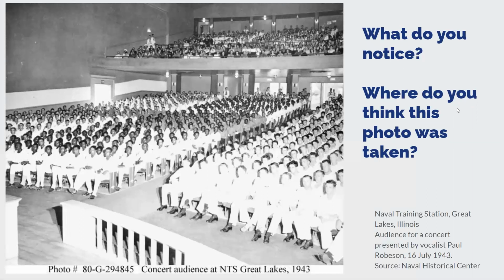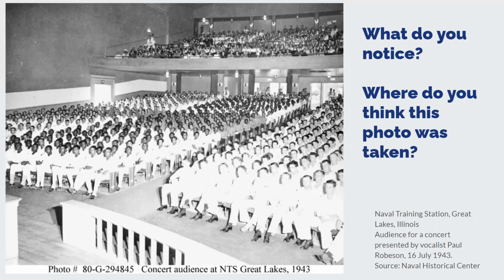This photo was taken at the Naval Training Station, which would explain the uniforms, the Great Lakes Naval Training Station in Illinois. It was an audience for a concert presented by vocalist Paul Robeson on July 16th, 1943. So Paul Robeson was an African-American performer. He was an actor, singer, and he was also an activist. And so the concert, the man they're coming to see is African-American.